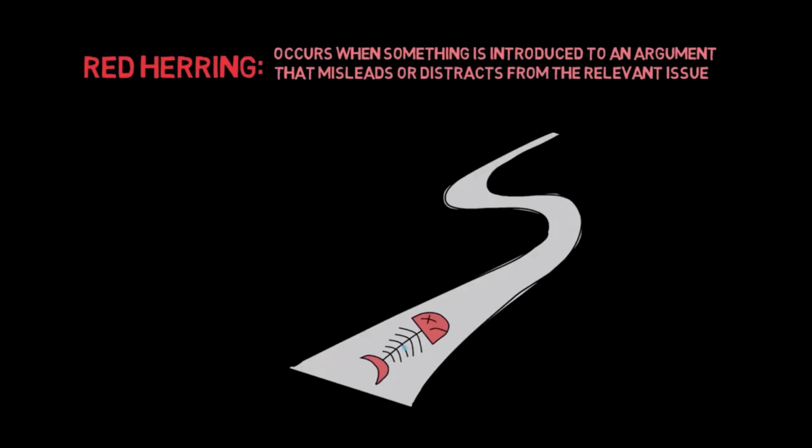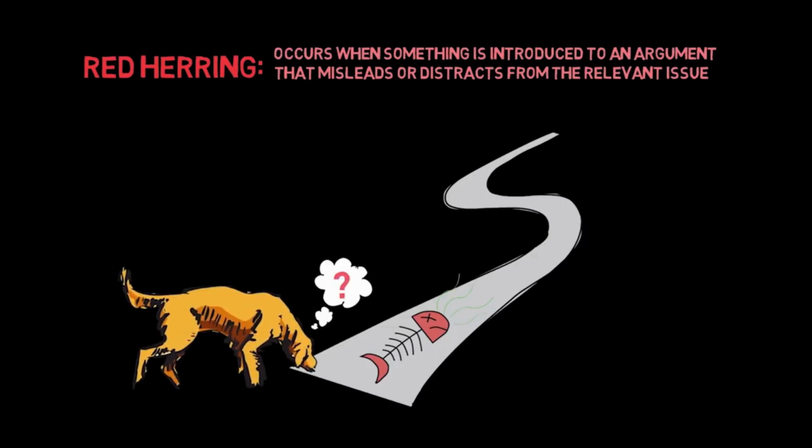A red herring occurs when something is introduced to an argument that misleads or distracts from the relevant issue. The term originates from a past practice that involved dragging a strong-smelling red herring across one's trail to throw dogs off the scent. Similarly, people often introduce irrelevant details into an argument to divert attention from the real issue at hand.